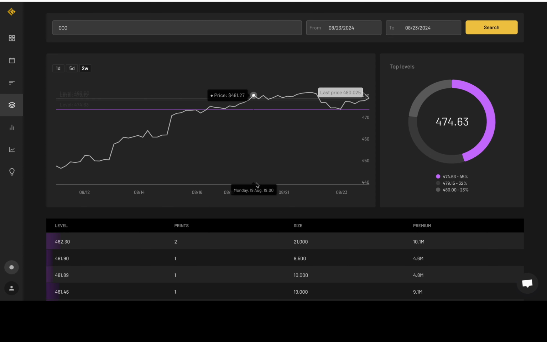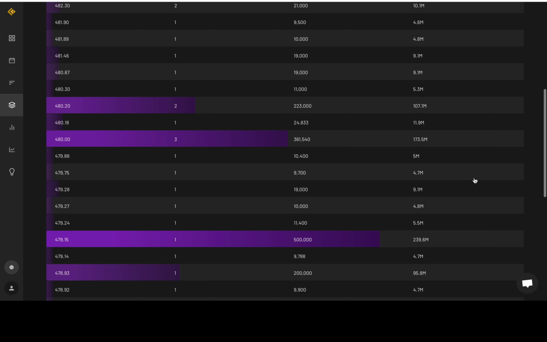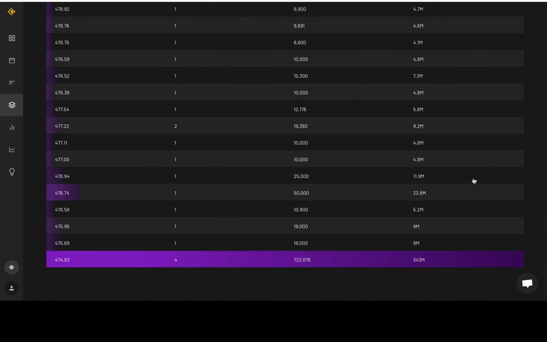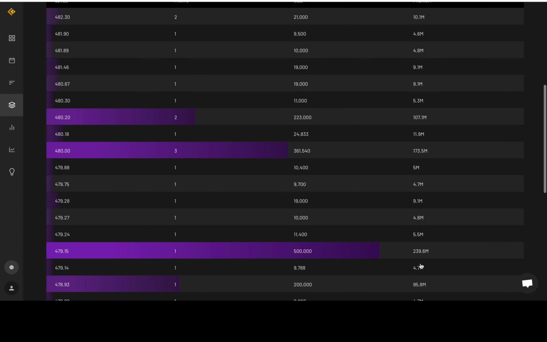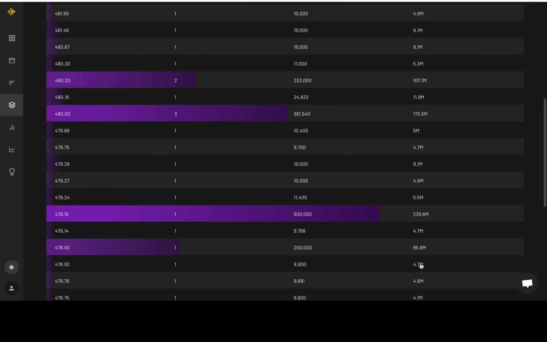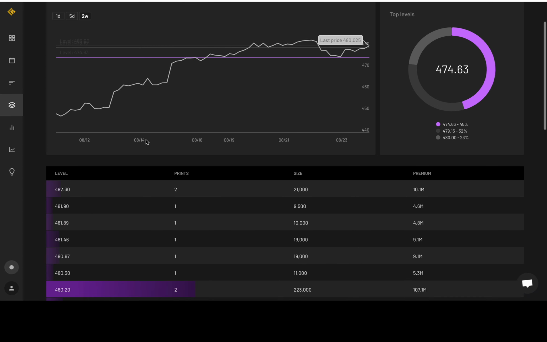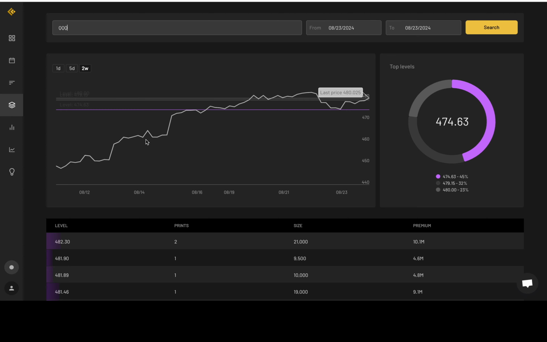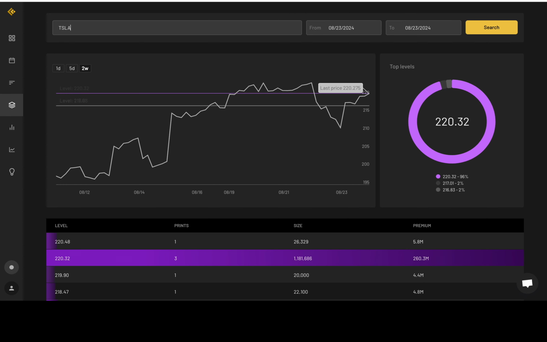Triple Q, 45% of activity came in at 474.63. Right here, about 343 million, guys. It's not even a billion. Not much activity. I'd like to see it over a billion to take it more seriously. But that's where they're at. There's one at 479, one at 480.2, 480. So big money, I don't know, they're not pouring in as much money as they usually do. I'd like to see over a billion. I feel more comfortable reporting.